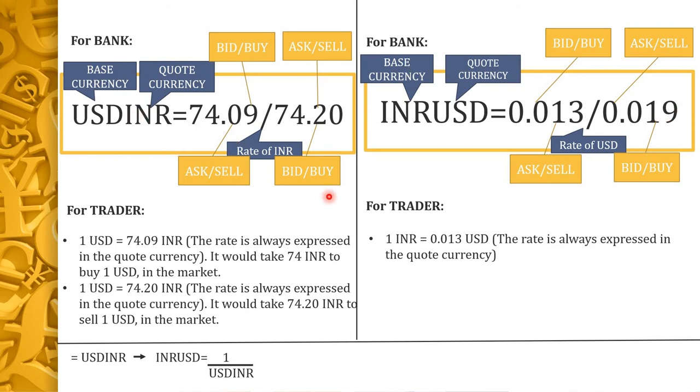Now there's an inverse relationship between the two. If you want to interchange the base currency with the quote currency, we just have to put it in the denominator of a fraction. Just like this, bring this in the denominator and make it a fraction. So here, this value was derived when I divided 1 by 74.09. You can check it for yourself. 1 by 74.09 is 0.013 and 1 by 74.20 is 0.019.